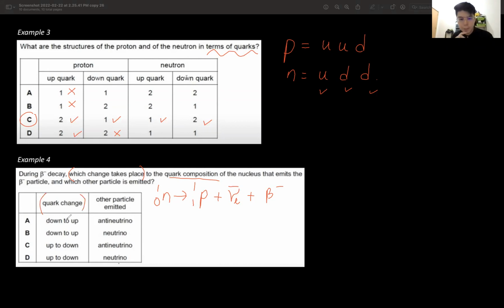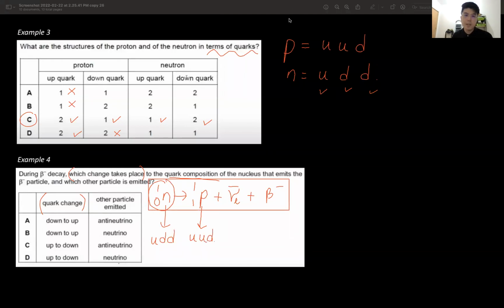What does it mean by quark change? This all happened in the nucleus, right? This equation all happened inside the nucleus. So you want to see what is the quark change here. Before it was neutron, before it was UDD. Okay, so neutron is up, down, down. And then the neutron disintegrate into proton. So that means the proton has a quark of UUD.